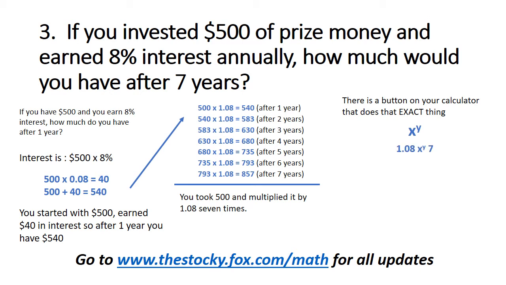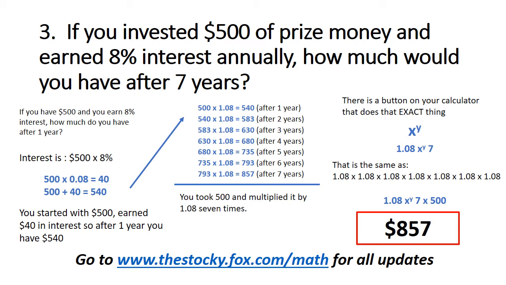So in this example, you could press 1.08 x to the y 7, and that would give you the same answer as if you took 1.08 times 1.08 times 1.08 times 1.08 and did that 7 times. So to get the answer to this question, you could do 1.08 x to the y 7 times 500, and that would give you $857. And that's the answer to your question.